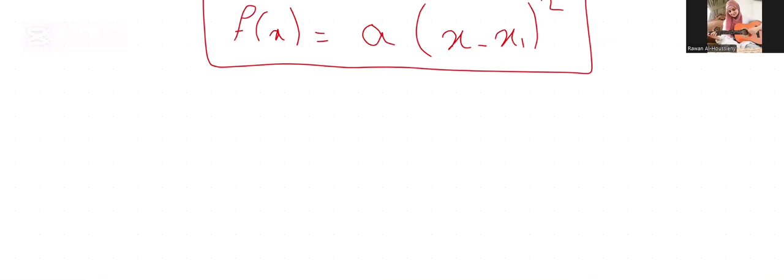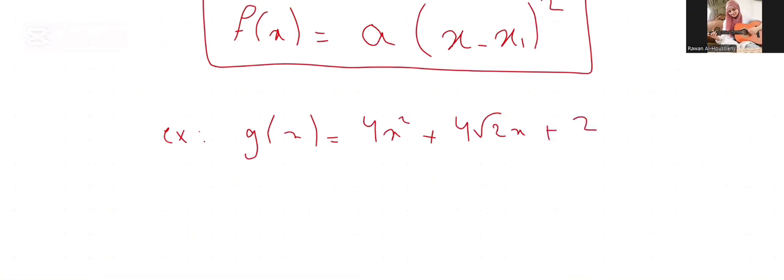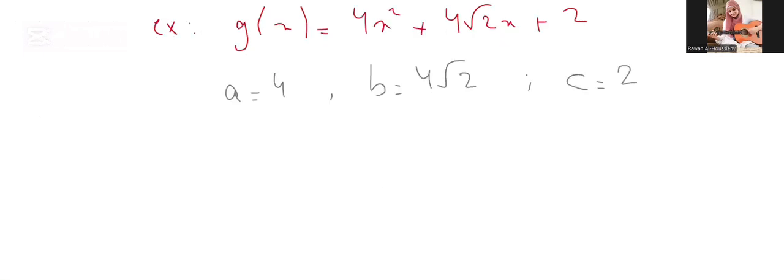Supposedly we have to factorize g of x, which is equal to 4x square plus 4 radical 2 x plus 2. Supposedly, let's determine the values of a, b, and c at the beginning. So a is equal to 4, b is equal to 4 radical 2, and c is equal to 2.